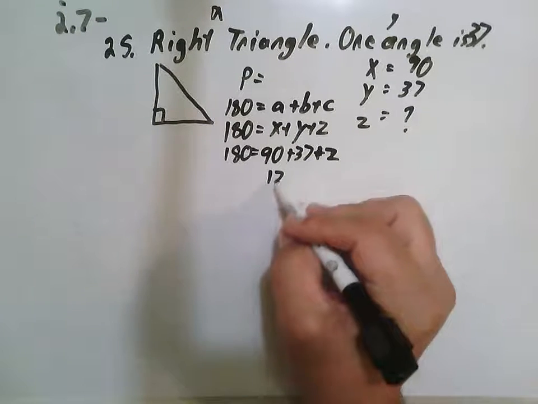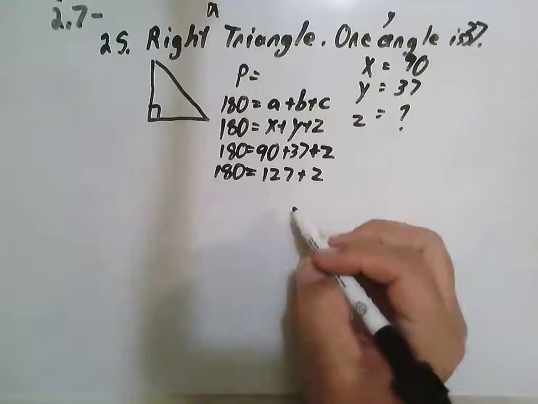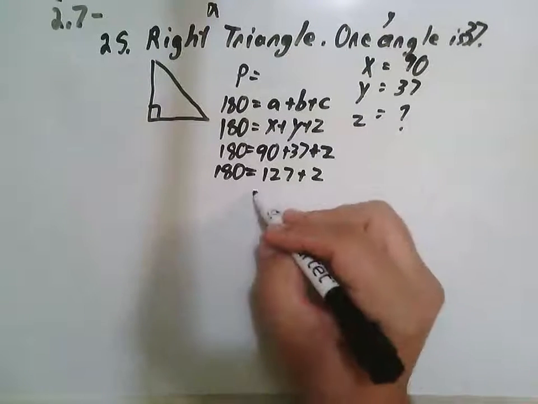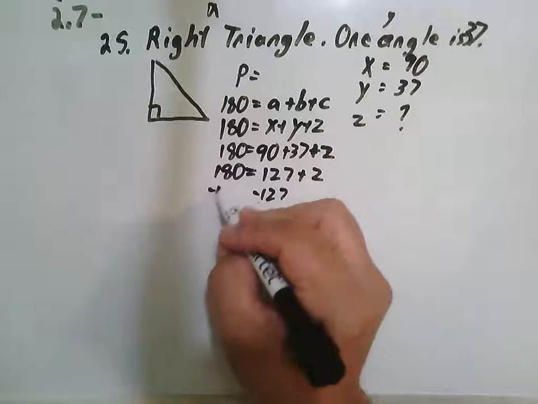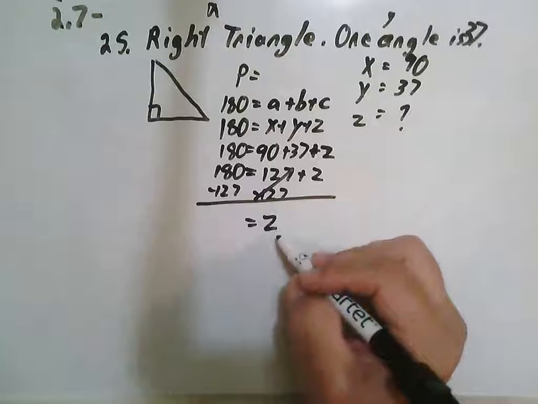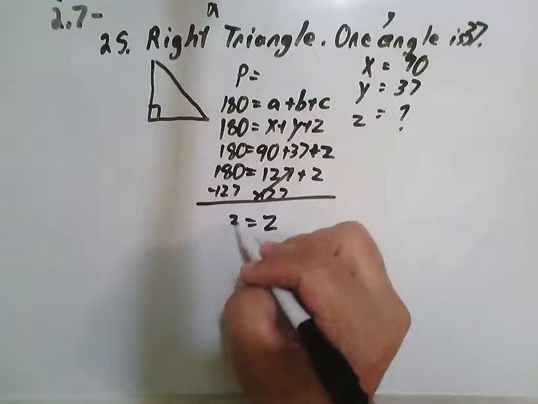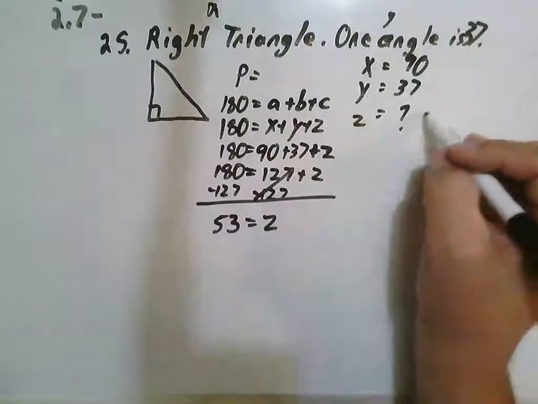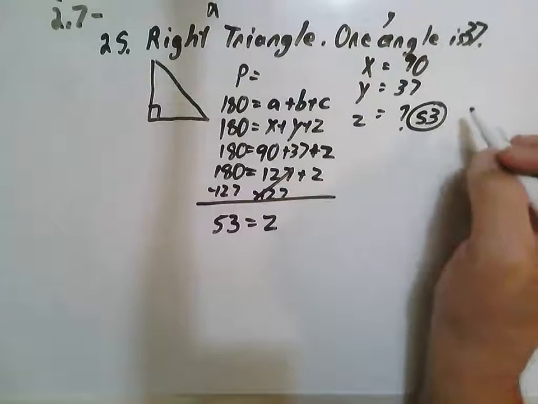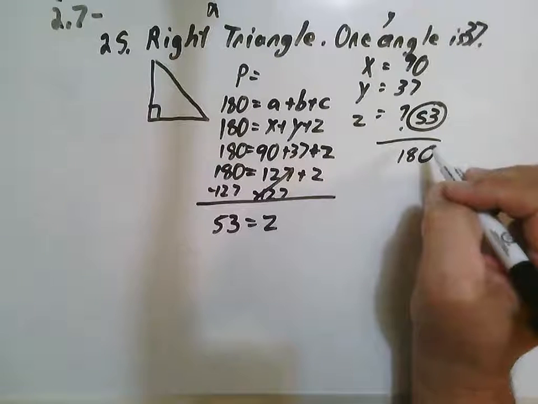90 plus 37 is 127. Letters on one side, numbers on the other. So I subtract 127 from both sides. That allows that to disappear. So now I've isolated the z. 180 minus 127 is going to give me 53. So I know my final one that I'm missing is 53. If I added all those back up together, once again, it's going to give me 180.